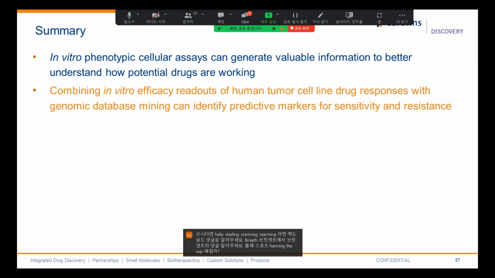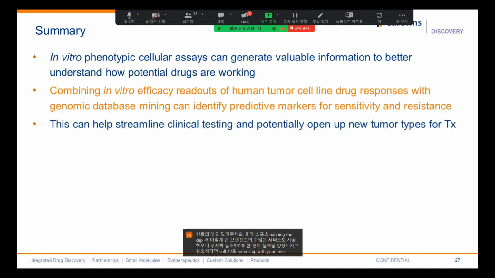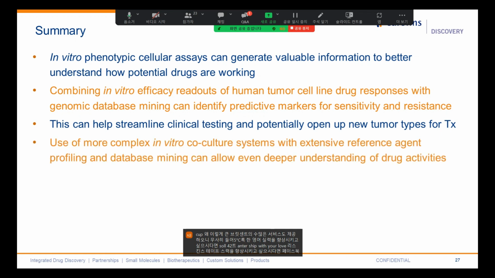We can combine various efficacy readouts in looking at human tumor cell line drug responses, and with that genomic database, identify those predictive biomarkers that can then be used to stratify patient populations for a clinical trial, as well as identify potential resistance mechanisms. This can help streamline the trials, which can then obviously speed up the progress, reduce cost, but most importantly, provide hope and promise for patients enrolled in that trial.